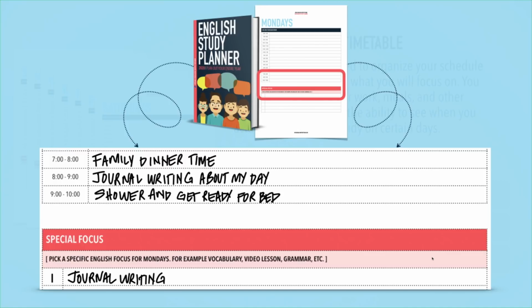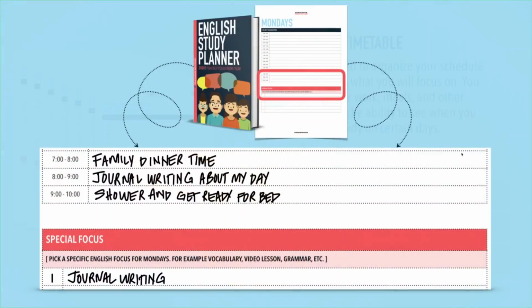But from 8 to 9, I want to journal. I want to write in my journal about my day in English. So I'm writing right here that on Mondays from 8 to 9, I'm not doing anything else but focusing on writing in English in my journal, okay? Then we have from 9 to 10, I'm showering and getting ready for bed.